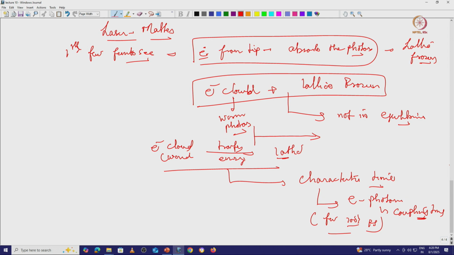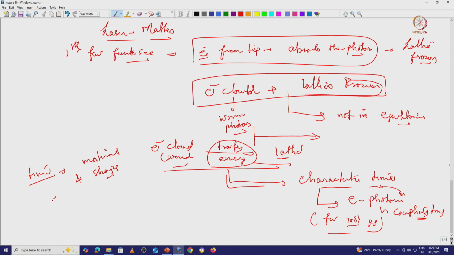So the electron cloud, the electrons from the tip surface, will absorb the photon. It gets heated up, but if you see the total system there, the lattice is still frozen. So it is not in the equilibrium condition. There will be a transfer of energy from the electron cloud towards the lattice, and this will have some characteristic time. That particular time we call the electron-phonon coupling time, and it is of a few hundreds of femtoseconds. Okay, so this characteristic time depends on the material and also the shape of the tip.